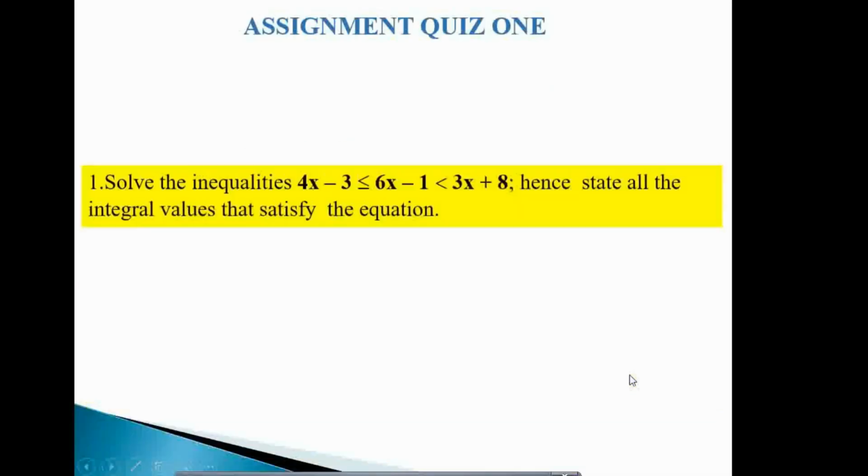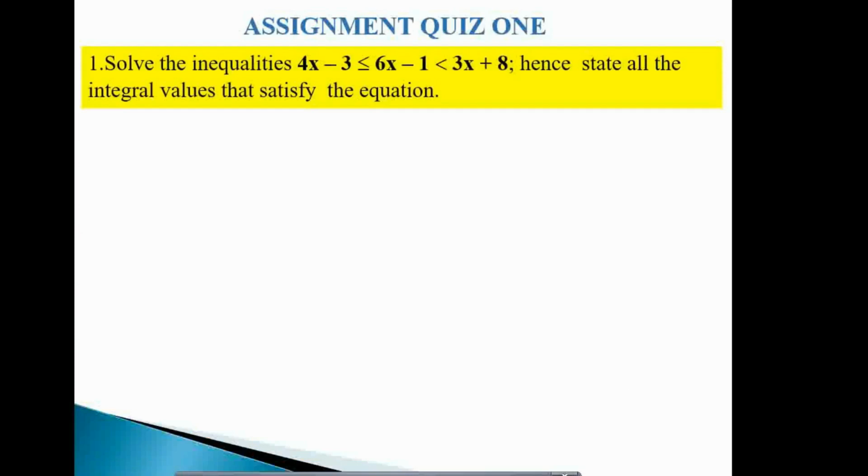So the assignment for question 1, which I want you to tackle, you can write this one down. The question reads: solve the inequalities 4x minus 3 less than or equal to 6x minus 1 less than 3x plus 8. Hence, state all the integral values that satisfy the inequality. So there is the question. You can note it down in your exercise book, then you can start doing it.